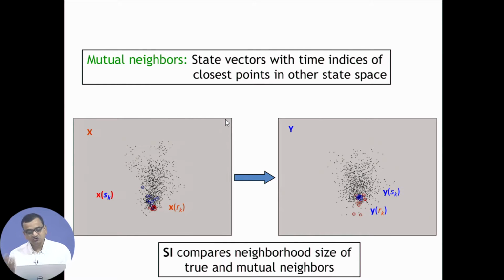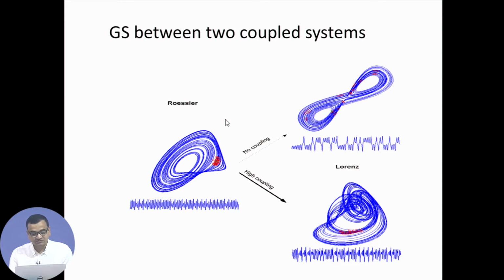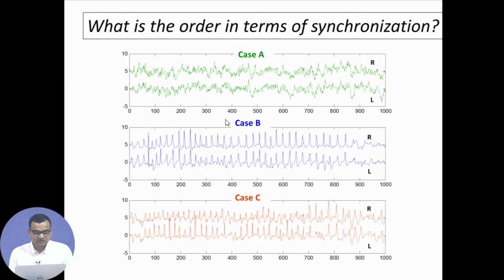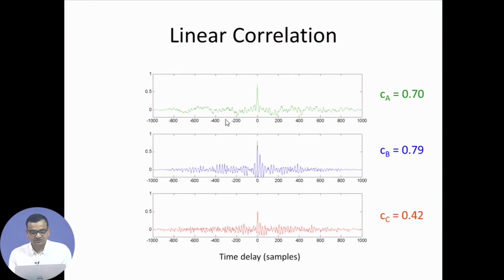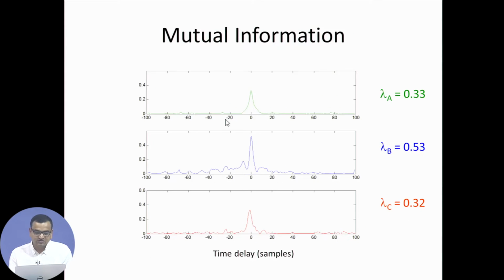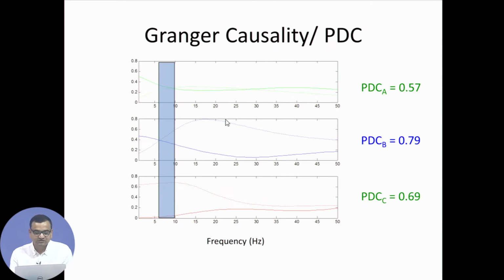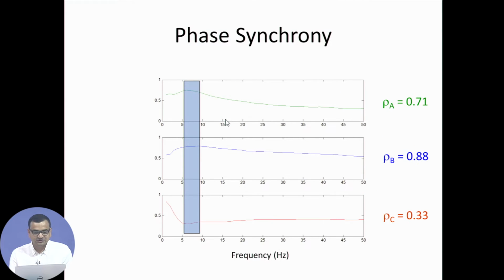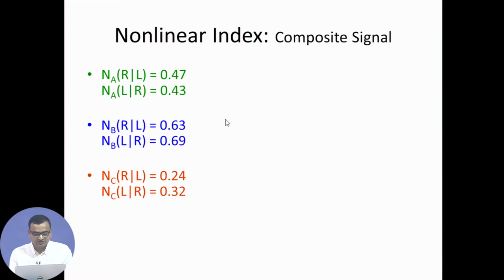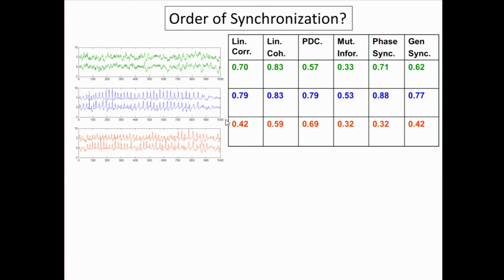You can quantify this geometrical proximity and the formation of the neighborhood cloud consisting of true neighbors and mutual neighbors in a simple Euclidean framework, and then come up with indices to quantify the functional interdependency between the two signals. Then we showed a very simple example of three pairs of signals and applied different measures to these individual cases: linear correlation, mutual information, coherence in a specific frequency band, partial directed coherence, phase synchrony, the nonlinear index, and the frequency-specific nonlinear index. We found that, at least for these cases, phase synchrony and generalized synchrony separate these three cases with better resolution.